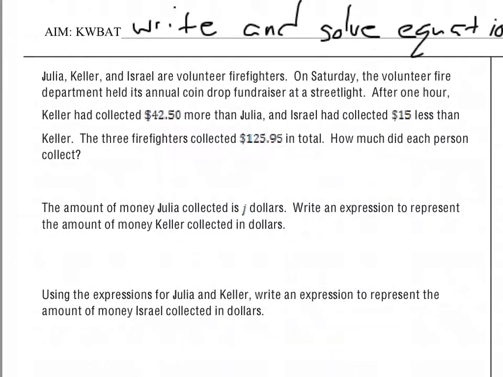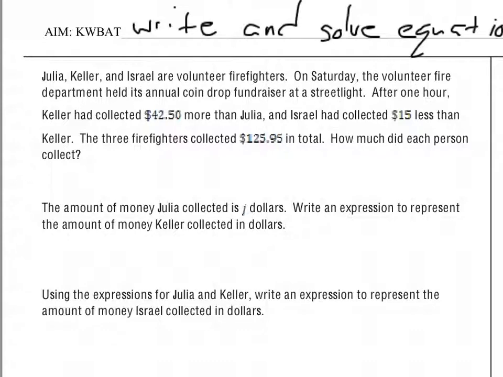Alright, so we have Julia, Keller, and Israel. They're all volunteer firefighters. On Sunday, the volunteer fire department held its annual coin drop fundraiser at a streetlight. After 1 hour, they had collected $42.50 more than Julia. So this is Keller has collected $4. Israel had collected $15 less than Keller. The three firefighters collected a total of $125.95. How much did each person get?